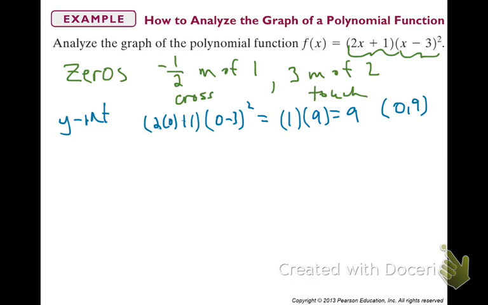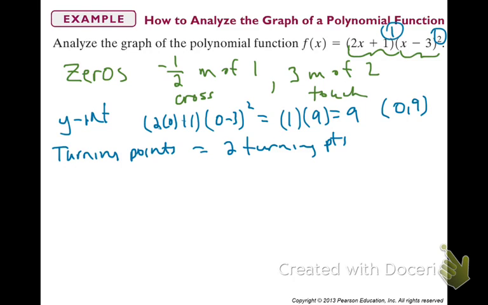Turning points. We don't have this multiplied out, but we can see by our multiplicity. Here we have 2, and here we have 1. So this would be a degree of what? 3. So how many turning points do you have? If you have a degree 3, we're going to have 2 turning points.